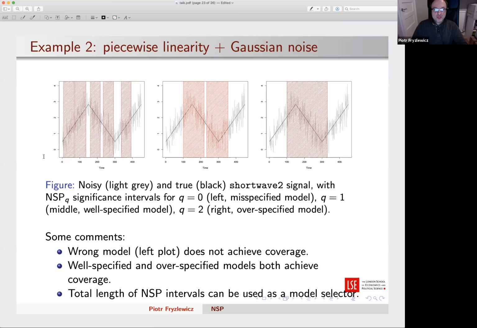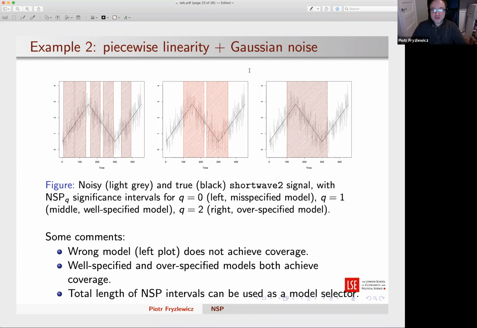What's wrong with the left-hand plot? So what's wrong with this plot? What is wrong in this plot is that I used the wrong model. I pretend that my covariates are the piecewise constant covariates. I pretend it's a piecewise constant signal. And then, of course, I don't have the coverage because I used the wrong model.